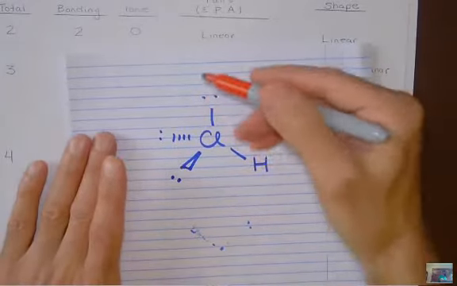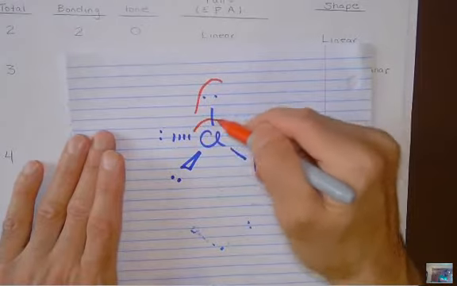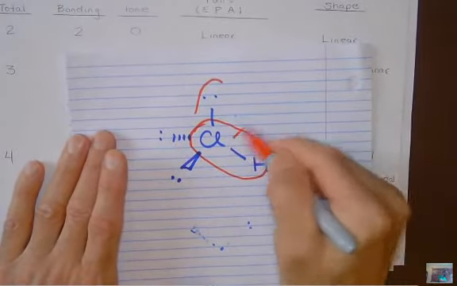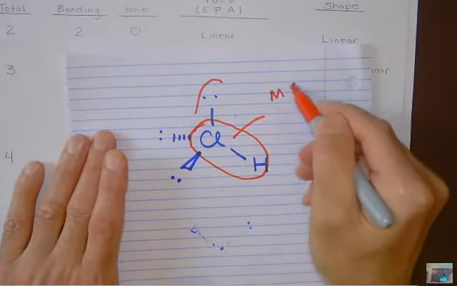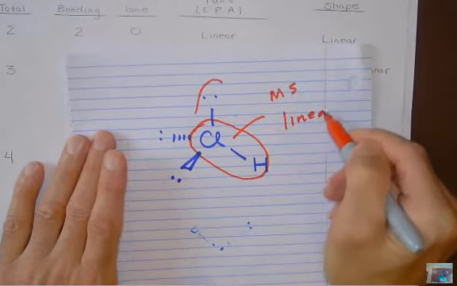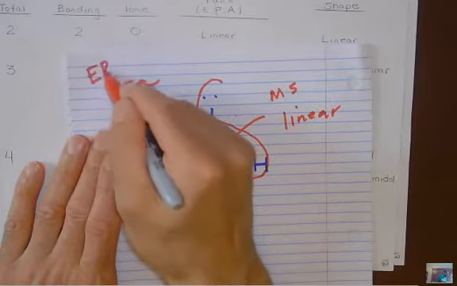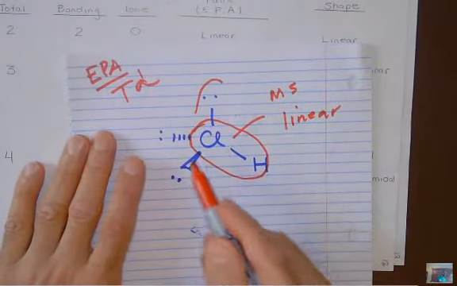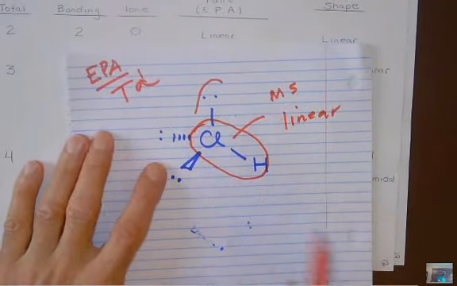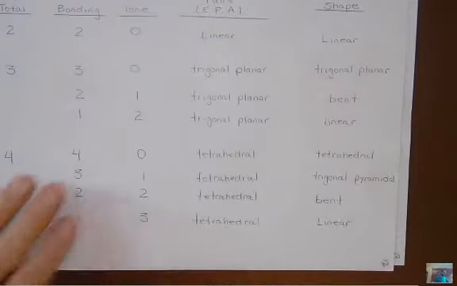If I just outline the atoms, the molecular shape is just a straight line because there's only 2 atoms. Okay, electron pair arrangement: how were the 4 electron pairs arranged? They're arranged in a tetrahedral. Good.